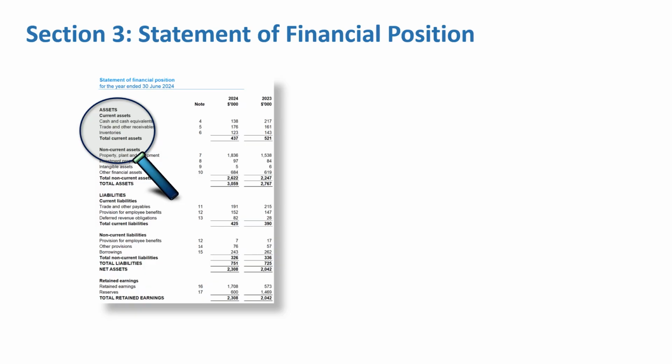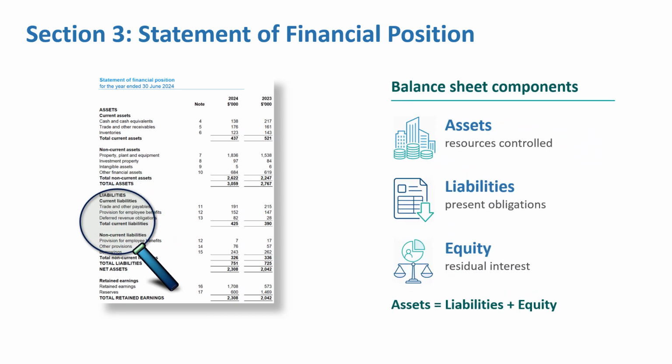The statement of financial position provides a snapshot of the entity's financial position at a point in time. It shows the entity's assets, liabilities, and equity. Assets include things like cash, receivables, inventory, and property. Liabilities include items such as payables, loans, and provisions. Equity represents the residual interest in the entity after liabilities are deducted.